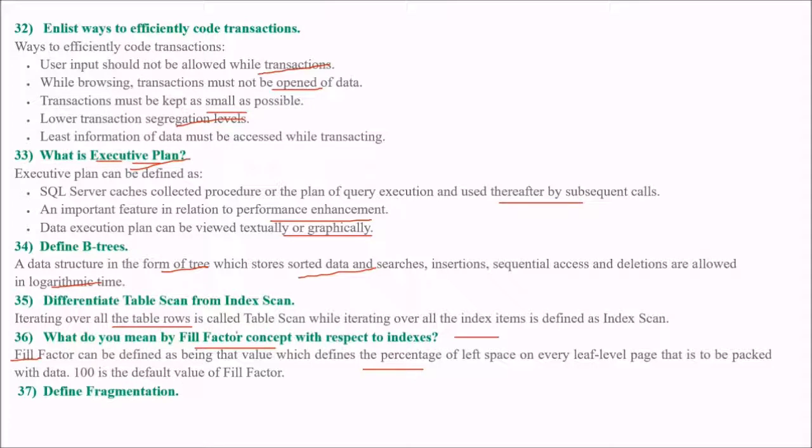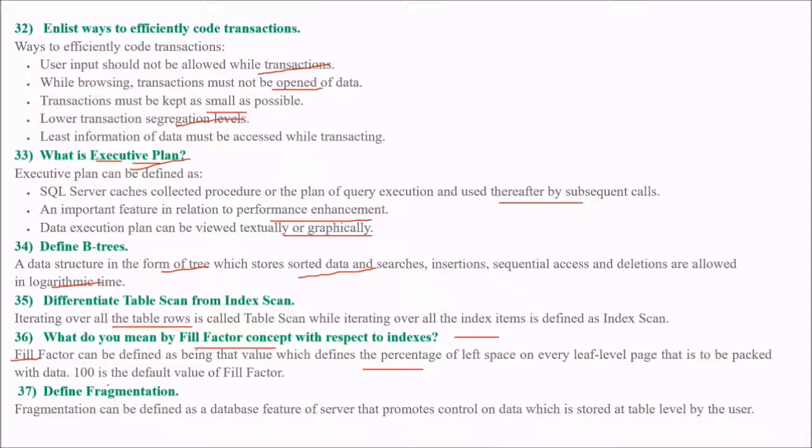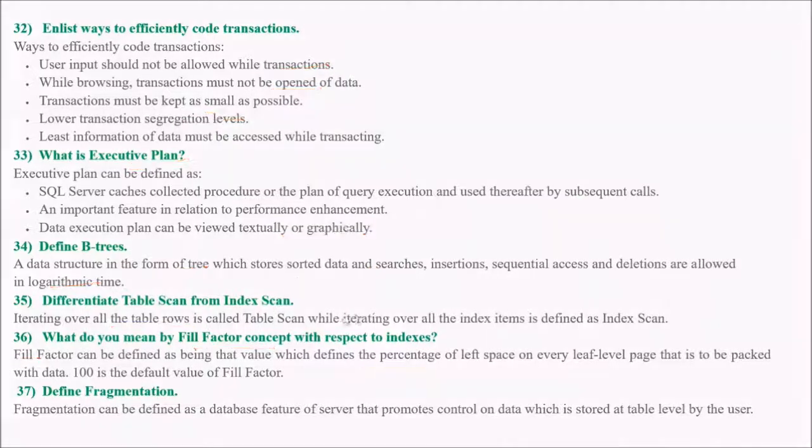Define fragmentation. Fragmentation can be defined as a database feature of the server that promotes control on data which is stored at table level by the user. The next is differentiate nested loop, hash join, merge join.